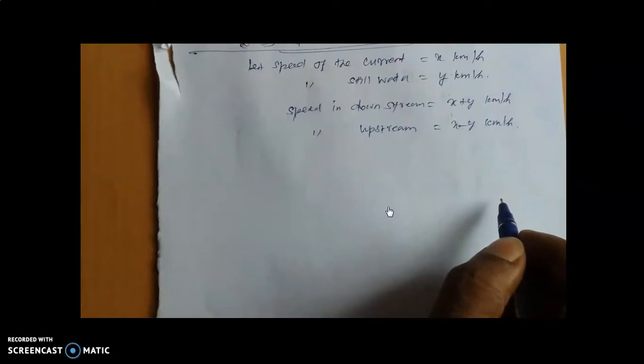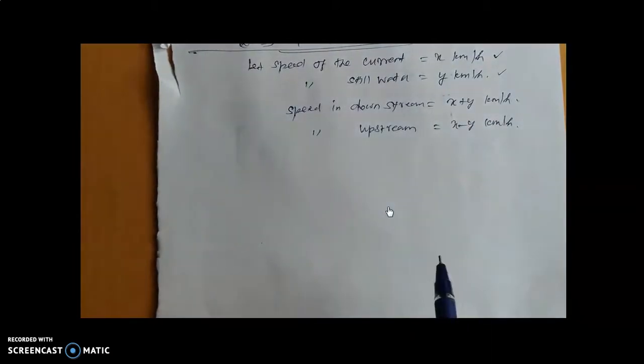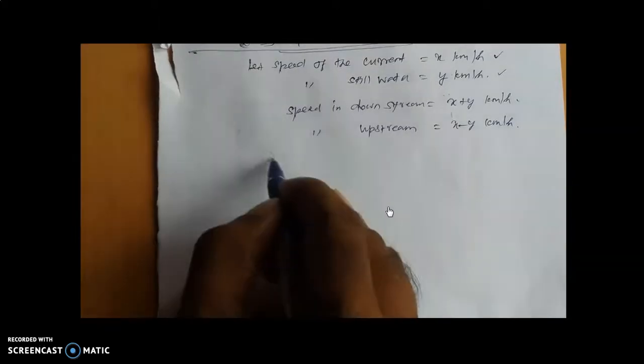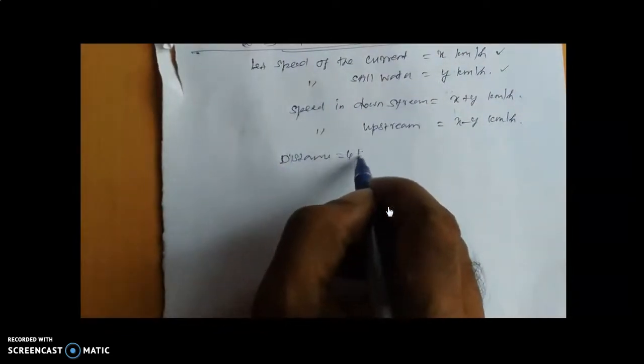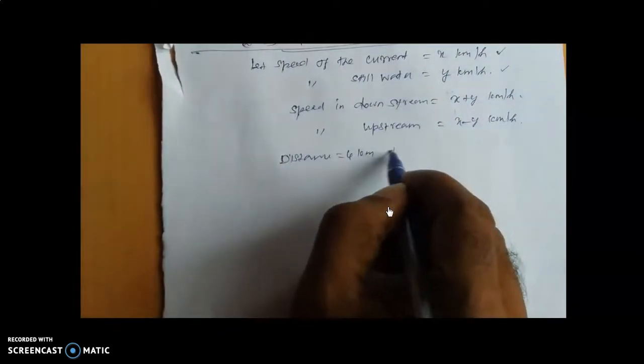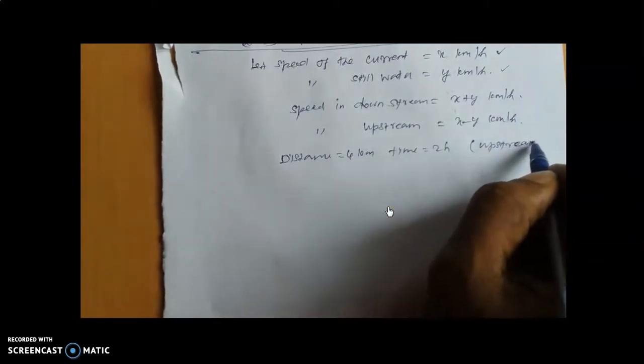Okay, in all downstream and upstream sums, first you have to assume the speeds, and then next we should write the speed in upstream and the speed in downstream. Then after that only we go to the information. According to the information, in upstream it is 4 km in 2 hours. So distance equal to 4 km and time equal to 2 hours. This one is in upstream.